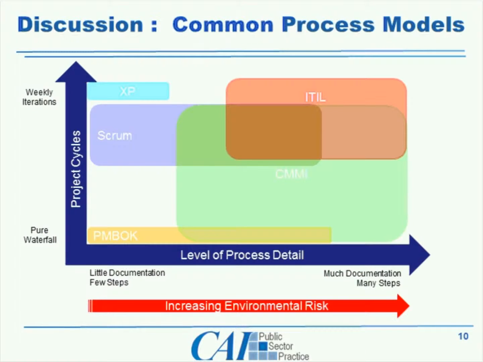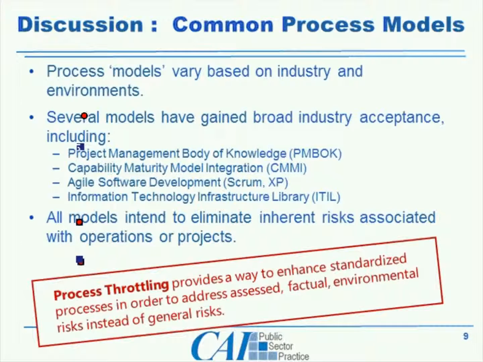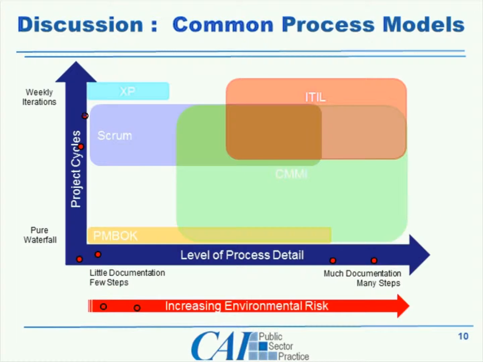So here's a depiction of that. It's a crude depiction of how the process models work. If you consider, off to the left, project cycles or how you would cycle through a project, and also if you contrast that with, say, a level of process detail. When looking at this, you can see an increasing scale of environmental risk. So it sort of talks about how each of the models manage risk in different ways.